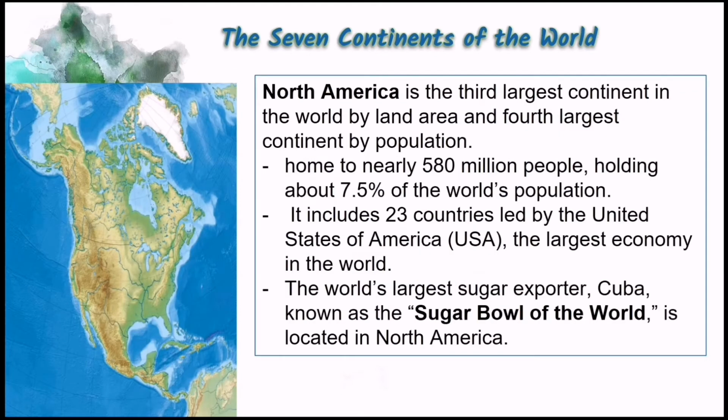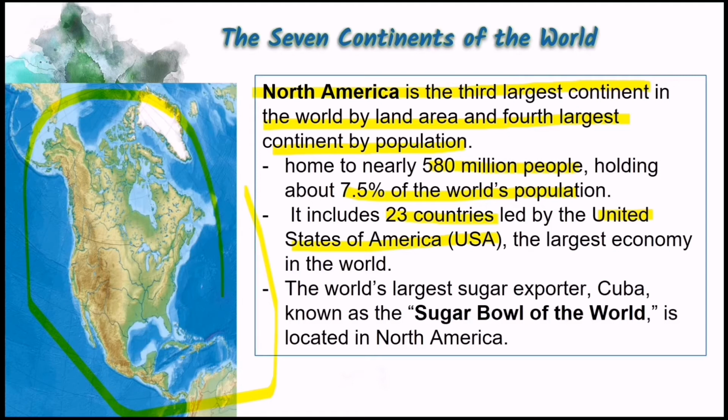Next is the North America. North America is the third largest continent in the world by land area and fourth largest continent by population. So, ang mga tao diri nakaabot og 580 million people, holding about 7.5% of the world's population. So, it includes 23 countries led by the United States of America or USA, the largest economy in the world. And the world's largest sugar exporter found in Cuba is known as Sugar Bowl of the World. So, naa siya sa North America.